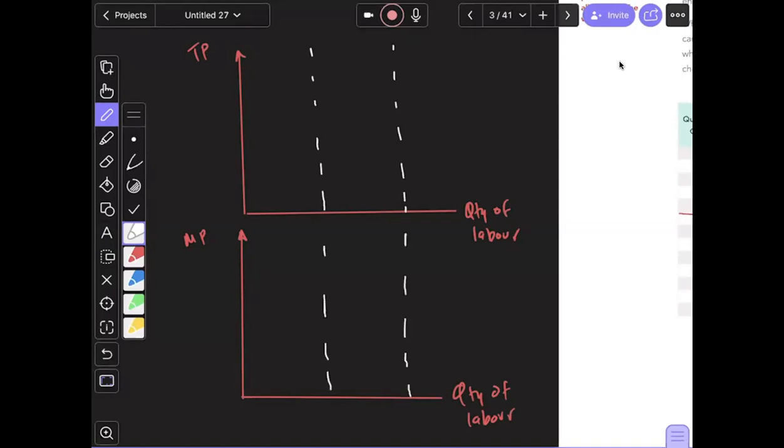We said that we can divide our diagram into two zones. Initially, output is going to rise at a faster rate. Remember, TP is rising but at a faster rate, and then TP starts to rise at a slower rate. Something like this. But then there is a possibility, and I'm going to draw it with this blue line: TP can also fall, something which I'm going to explain in a minute.